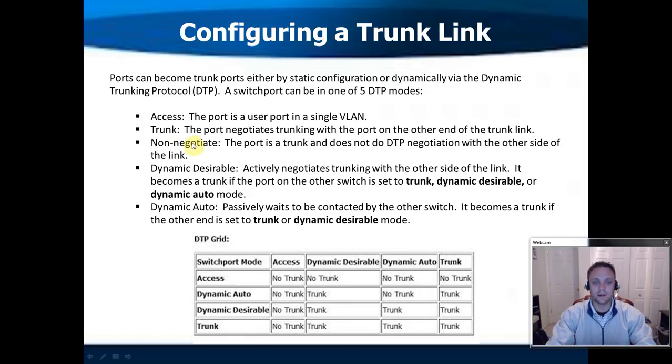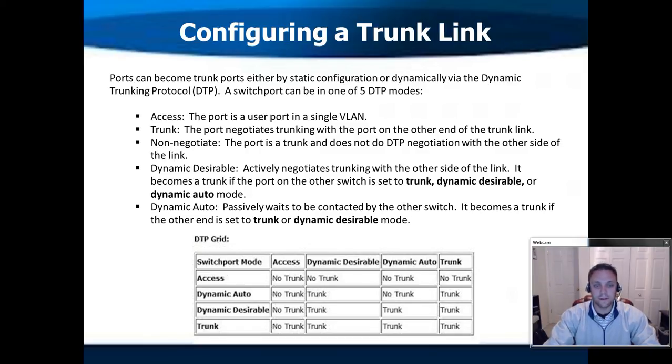Non-negotiate: the port is a trunk and does not do DTP negotiation with the other side of the link, which essentially says, no more dynamic trunking protocol for me, thank you. Which, by the way, we don't really want to use. Dynamic desirable actively negotiates trunking with the other side of the link.